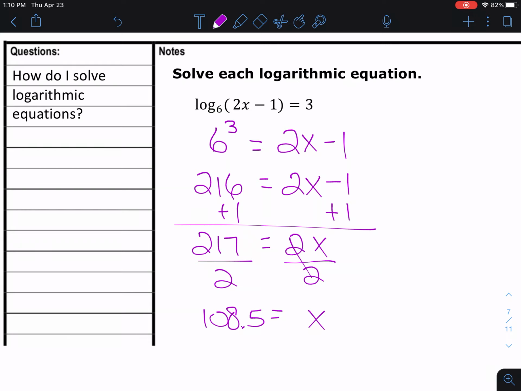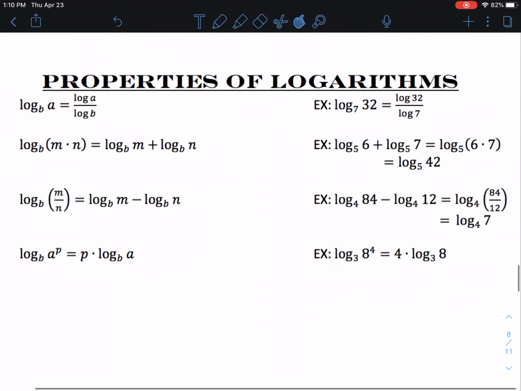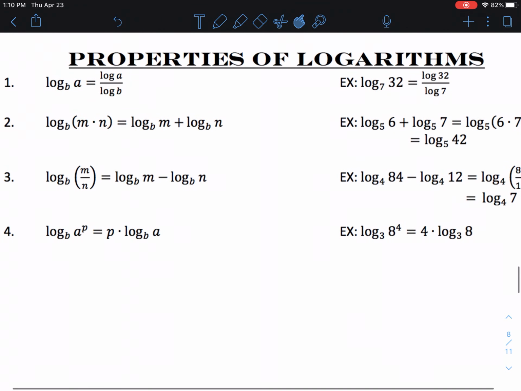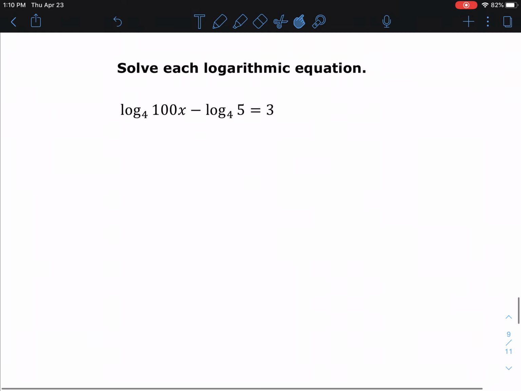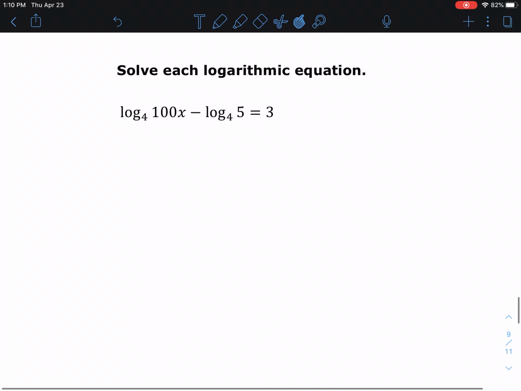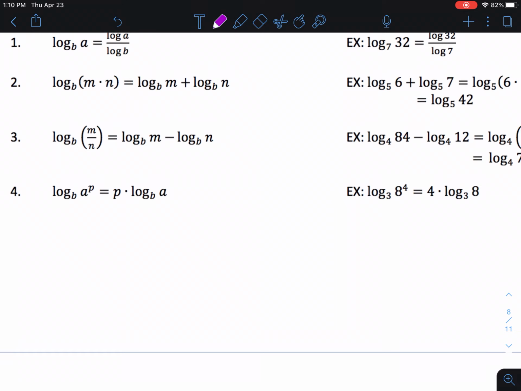Okay, so let's take a look at some different ones. Again, keeping these three properties, or these four, but mostly the bottom three in mind. So, all right, here you can see this says log base 4 of 100x minus log base 4 of 5 equals 3. And you'll see two logs, they both have the same base of 4 and a subtraction sign. So that's a pretty good indicator that we're going to be using this property right here.